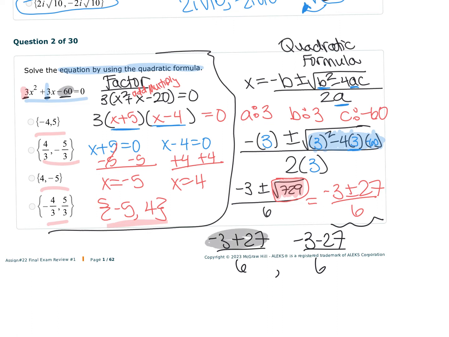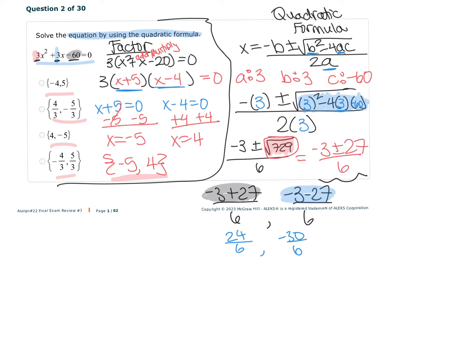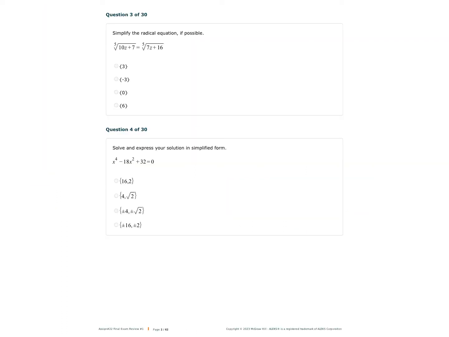Now I can break this apart as negative 3 plus 27 over 6, comma, negative 3 minus 27 over 6. And then I just need to do some arithmetic. I can use a calculator if I want, but I'm going to show you what this would look like by hand. So negative 3 plus 27 is positive 24 divided by 6. Negative 3 minus 27 would be negative 30 divided by 6. Now you can see we're really close to finally getting our answer, right? 24 divided by 6 is 4. Negative 30 divided by 6 is negative 5. So either way, we end up with negative 5 comma 4 or 4 comma negative 5, which is right here.